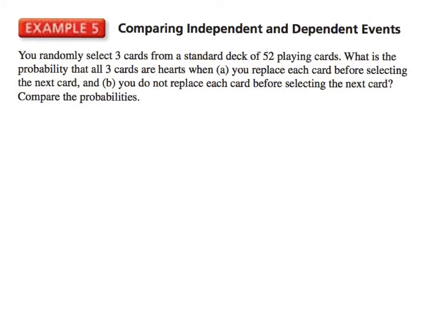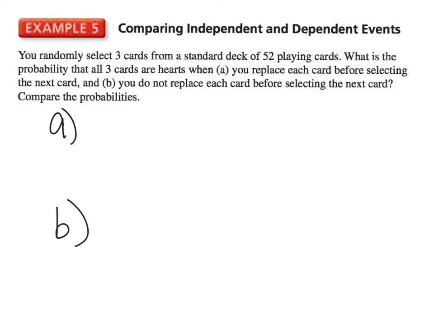Now, example 5, comparing them. You randomly select 3 cards from the standard deck of 52 playing cards. What is the probability that all 3 cards are hearts when you replace each card before selecting the next card, or do not replace it? So try this on your own. See if you can set it up. Do both of these, part A and part B. Pause the video and you can do this on your own.